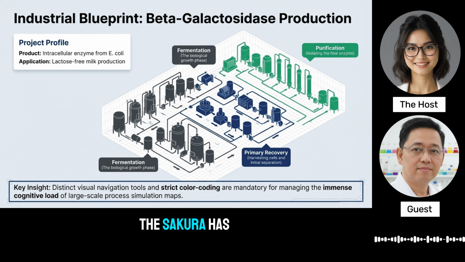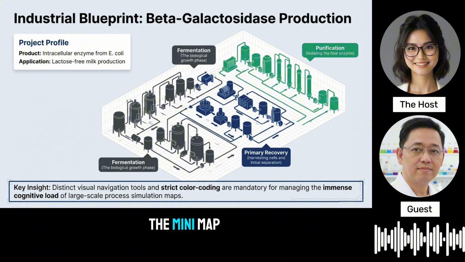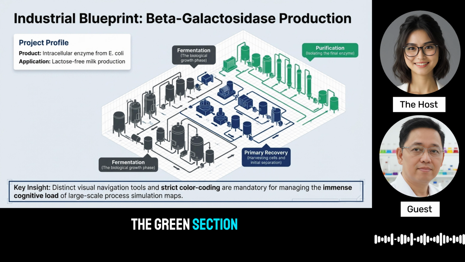Plus, I read that the software has a tool called the Navigator. Yes, the Navigator is essential. If you play video games, you can think of it like the mini map in the corner of your screen. It gives you a thumbnail overview of the entire factory floor. Right, so you can instantly jump between the black section and the green section. It keeps the modeler from getting totally lost while staring at the math for a single chromatography column. You design the macro, but you calculate the micro.